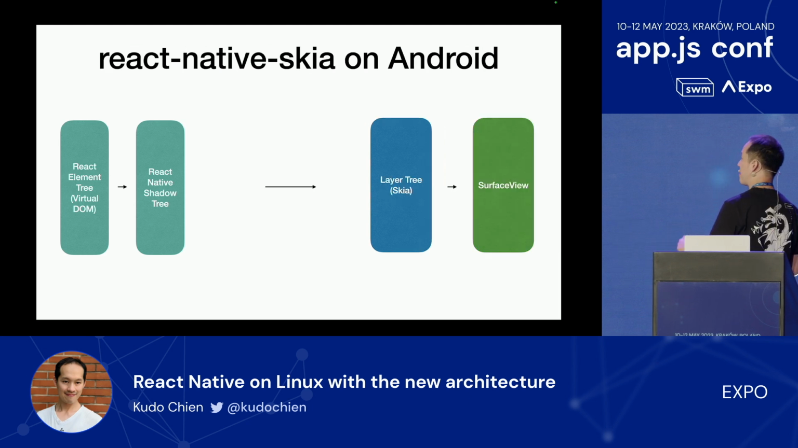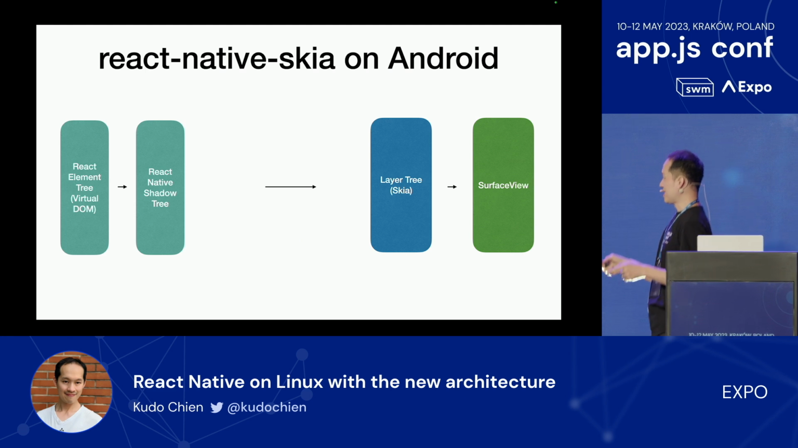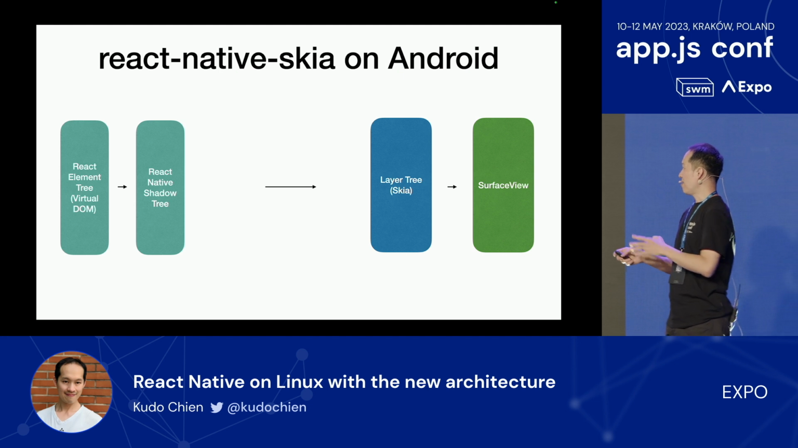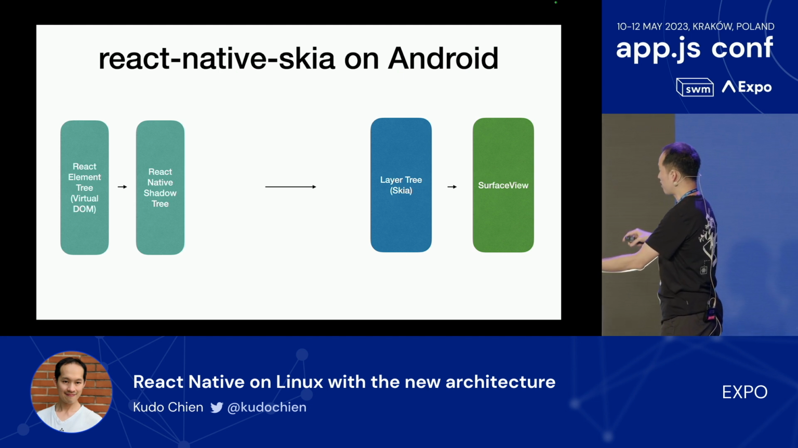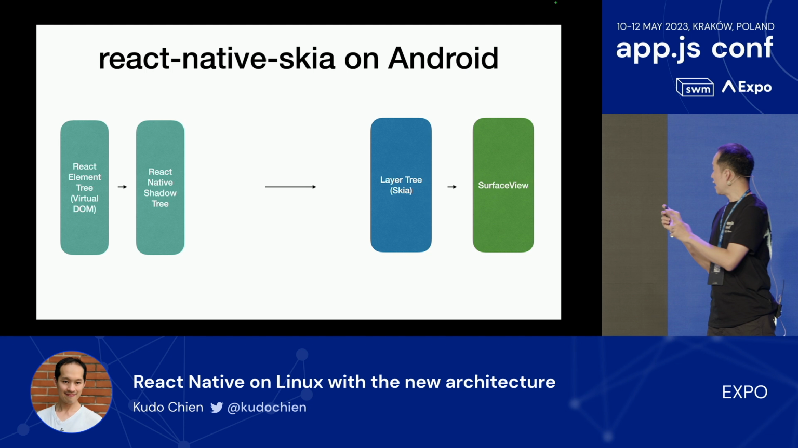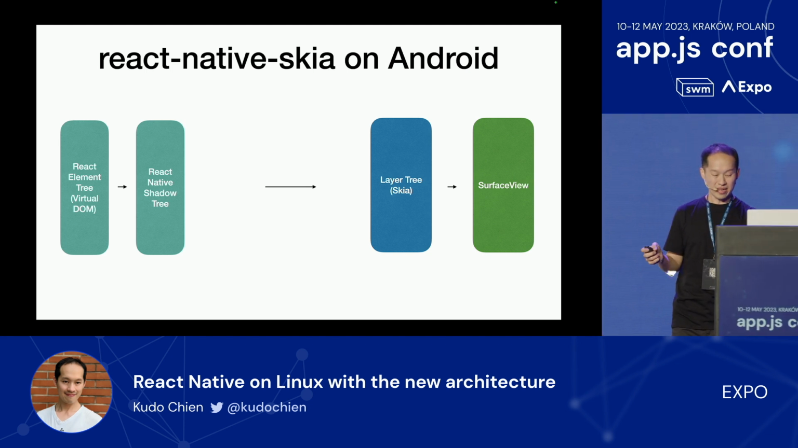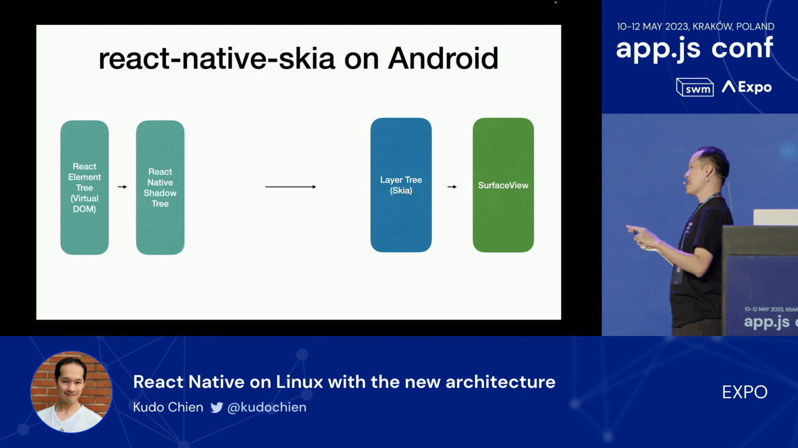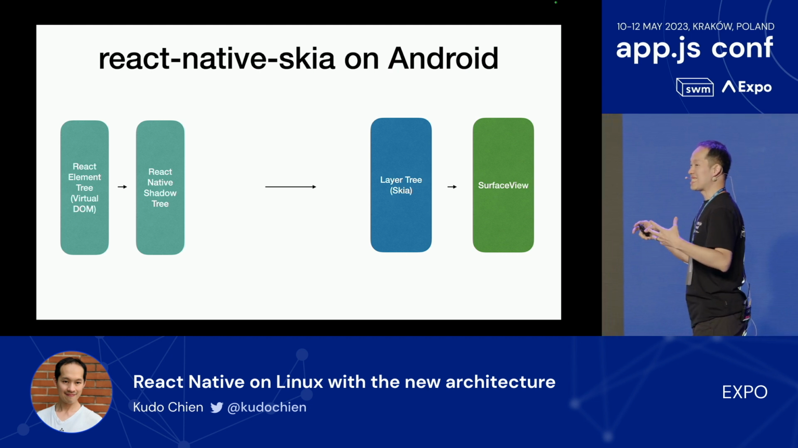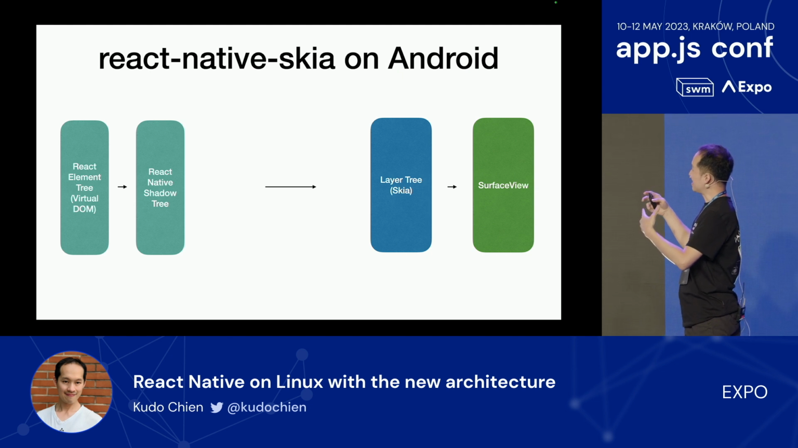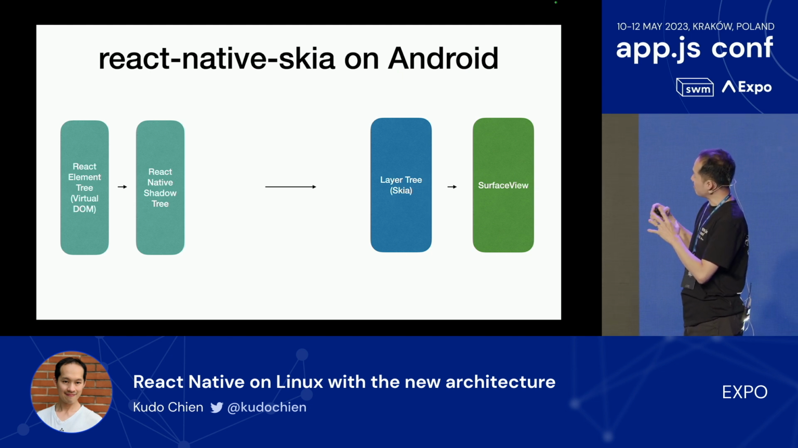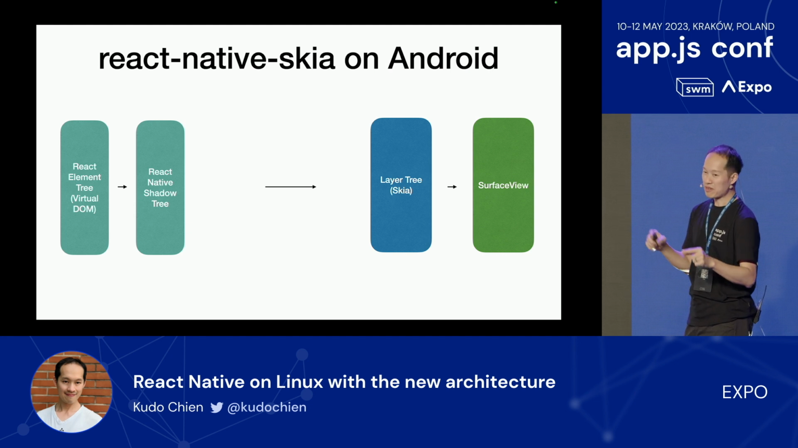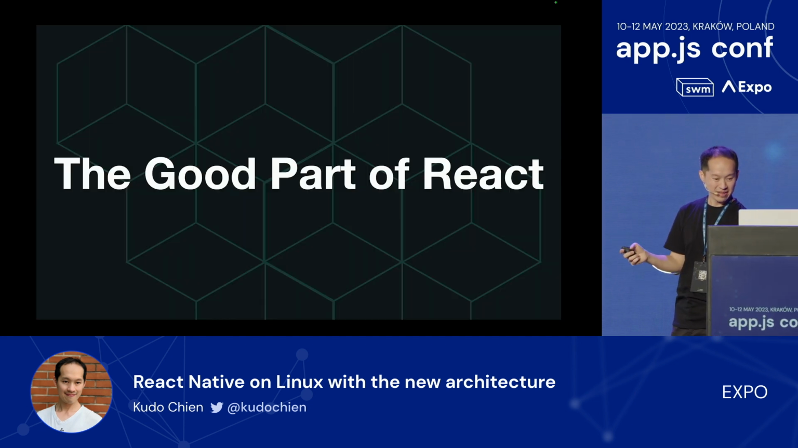But if we talk about react-native-skia on Android, that's only 4 steps, pretty much like Flutter. It's just a shadow tree going to the Skia render layer tree and passing to the Android surface view. Pretty simple. So if we keep contributing to this project, we can have a promising speed like Flutter.